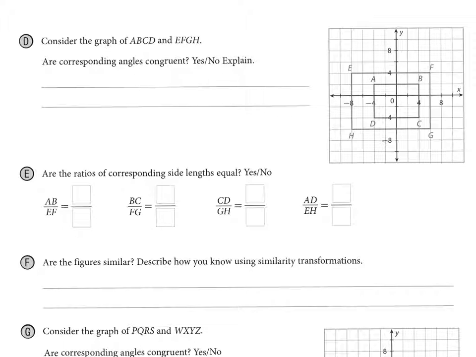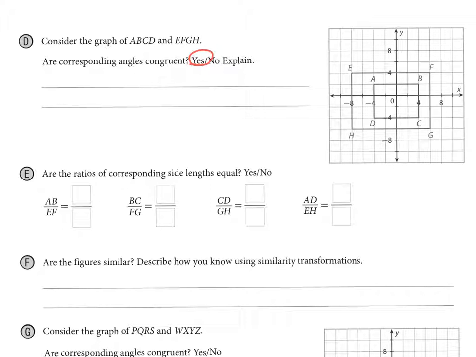So question D up here is asking, are the corresponding angles congruent? And in this figure, it's really easy to see that yes, they are congruent. We have 90-degree angles in both of the rectangles, EFGH and ABCD. So yes, these are going to be congruent, which is one of the requirements, right? Similarity says angles are congruent. Then we need to check that the ratios of corresponding side lengths are equal.